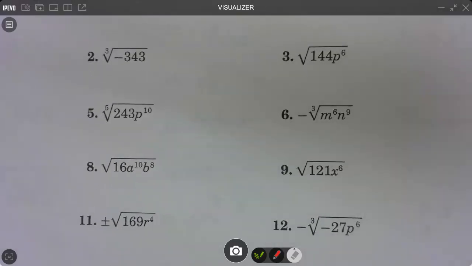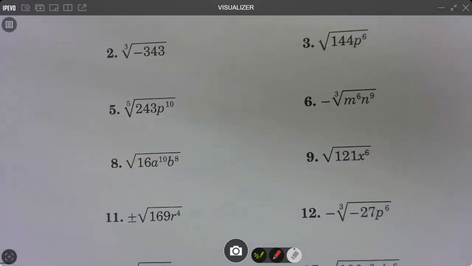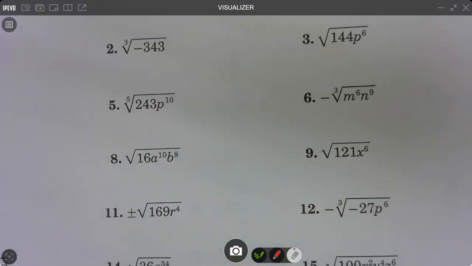So one of the ones I want to look at is number 5. Number 5 has 243 under the 5th power. So what you would want to do is sit there and think about, okay, is there a number that raised to the 5th power is 243? This is where that nice little sheet I gave you comes into play. If you look at the sheet I gave you, the last column is x to the 5th.